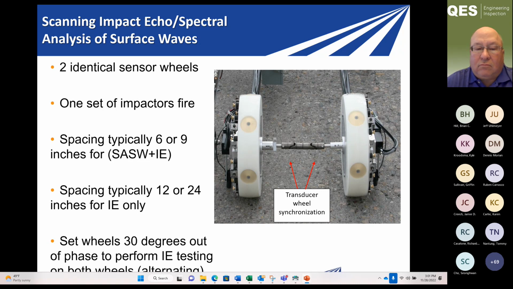We typically have those wheels spaced at either 6 or 9 inches, depending on how deep we're trying to investigate into the pavement. And then as we roll along the surface, we're doing a test every 6 inches. We do have the option to turn those wheels out of phase with one another if we only want to perform impact echo testing, and then we can do impact echo testing on each wheel alternating. But in that case, we don't get the SW data. Next slide.